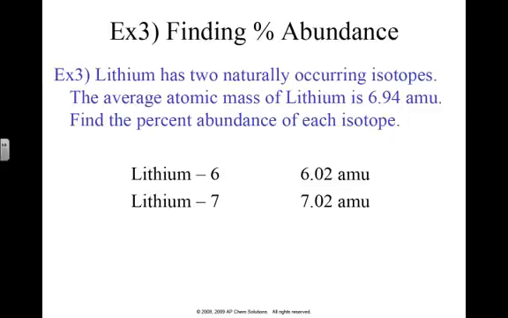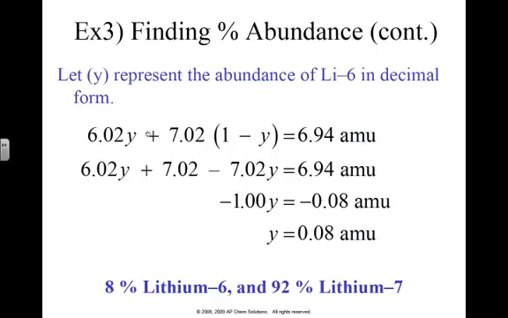Lithium has 2 naturally occurring isotopes, lithium-6, lithium-7. Its average is 6.94. So now we have to find the percentages. So I'm going to take 6.02 times, I don't know, some number we'll call x. I'm going to take 7.02 times, well, that would be what? 1 minus x. Because this is a percentage in the form of a decimal. Let's say it's 0.25, 25%. Well, then this would be found 75%, or 0.75, so 1 minus it.